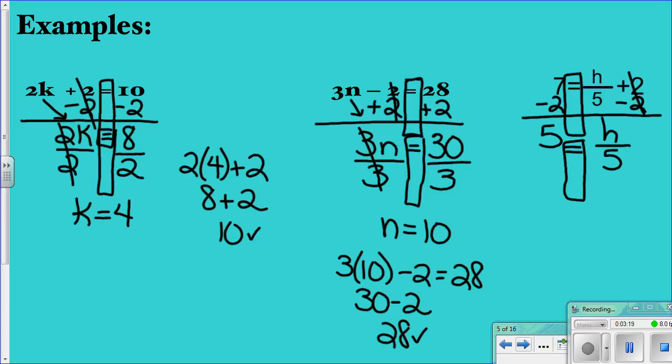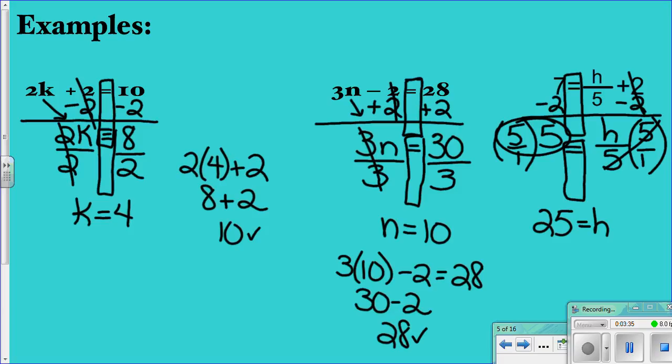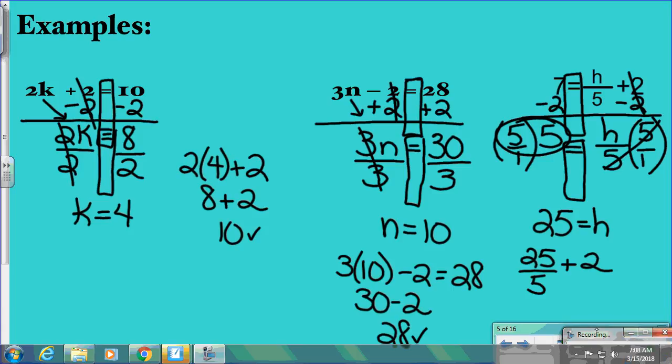Next inverse, we have the h attached to the 5 through division. We're going to show multiplication. Inverses cancel. 5 times 5 is 25 equals h. Let's check by replacing h with a 25. 25 over 5 plus 2. 25 over 5 is 5 plus 2 equals 7.